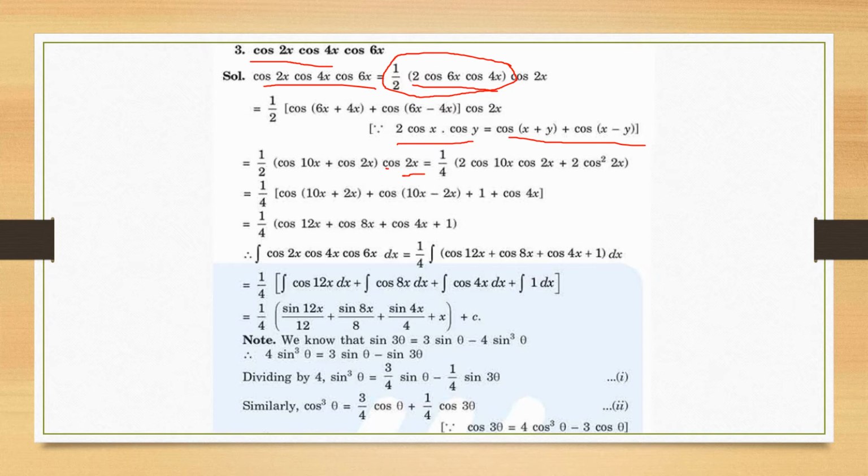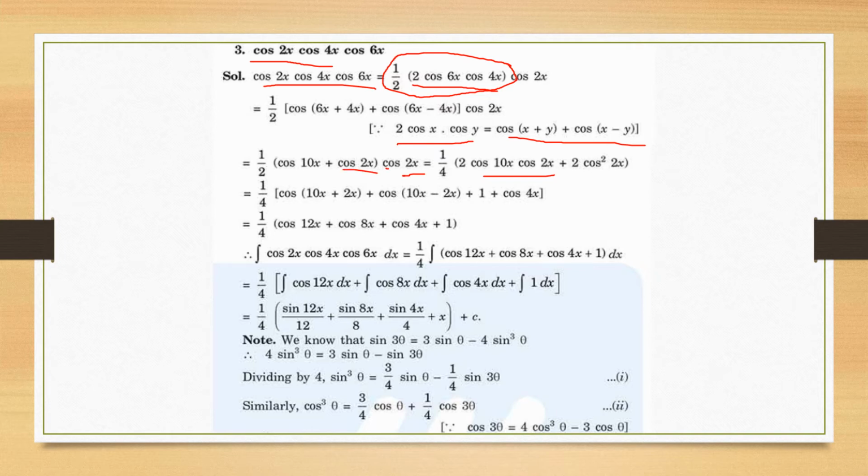Now you know this cos 10x and cos 2x again needs this kind of substitution. So I'll again multiply and divide by 2. So it will become 1 by 4, 2 cos 10x cos 2x plus 2 cos square 2x. Because it was cos square 2x, when you multiply by 2, it will also be multiplied.